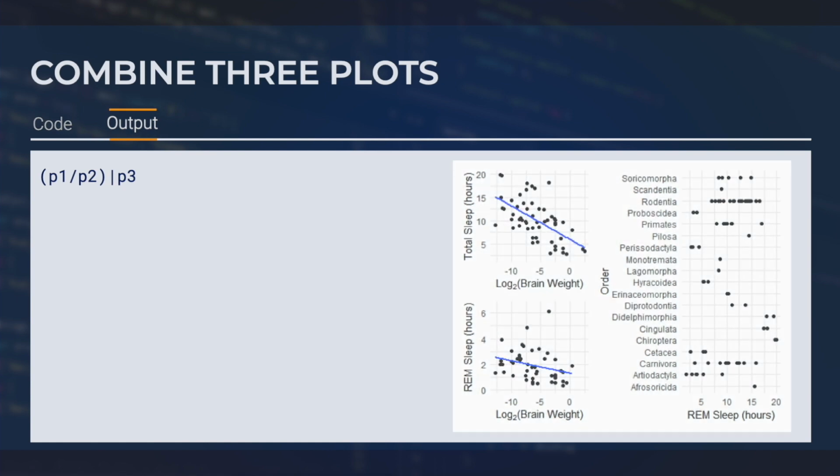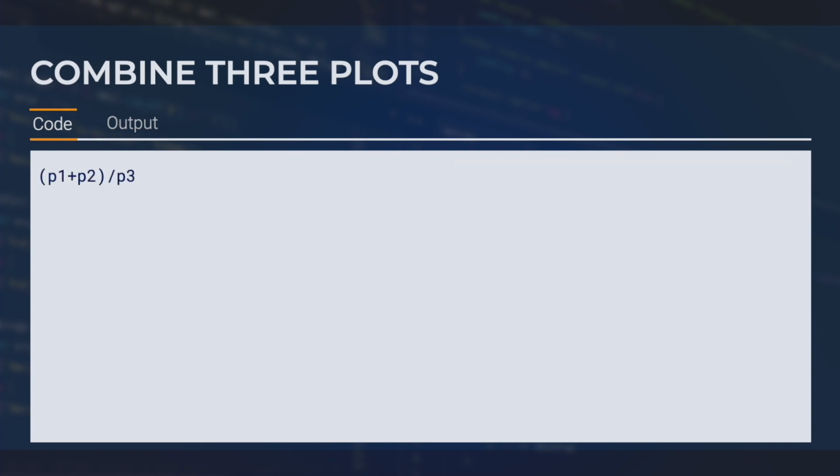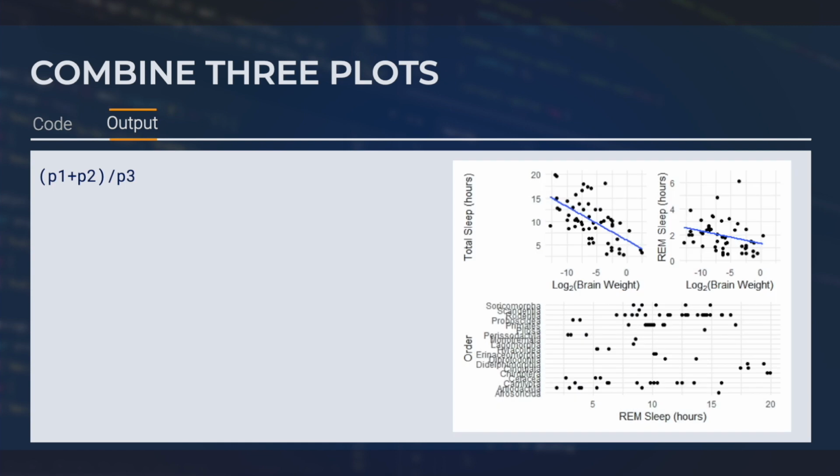Alternatively, since plot 3 looks better as a wide plot, we can change the output to be plots 1 and 2 next to each other, with plot 3 across the bottom, by using parentheses to indicate we want plots 1 and 2 next to each other. Then we add a slash and plot 3 like so.